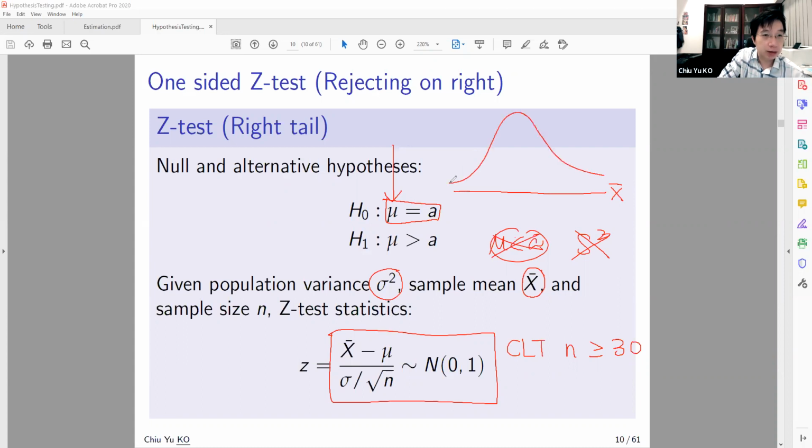We'll have the distribution like this, right? Do note that we assume the mean is true, right? So A is placed here if this is true, okay? So there will be A here, okay? And it will follow this distribution, right? And the variance of this will be sigma squared over n, okay?